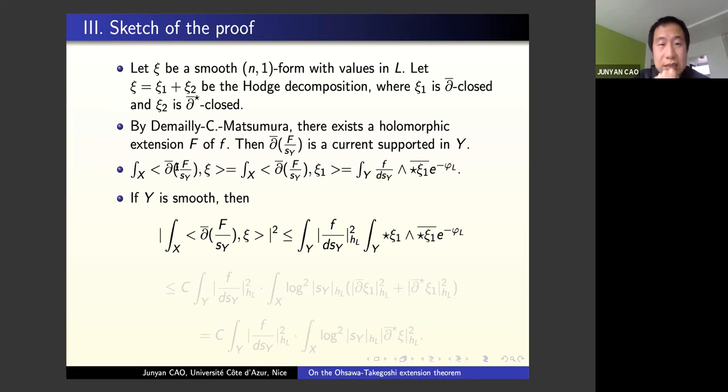Now in the case when Y is smooth, thanks to this equality, by using the Cauchy inequality, we know that the L2 norm of this term is controlled by the L2 norm of small f times this term. As we explained before, if Y is smooth, this L2 norm is bounded. So therefore, we just need to control this L2 norm. How to control this L2 norm?